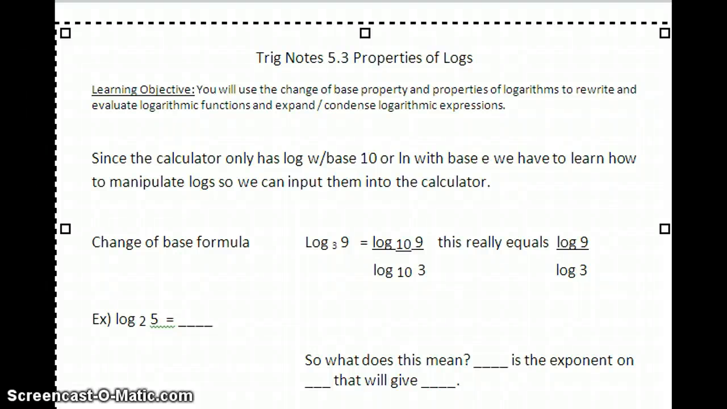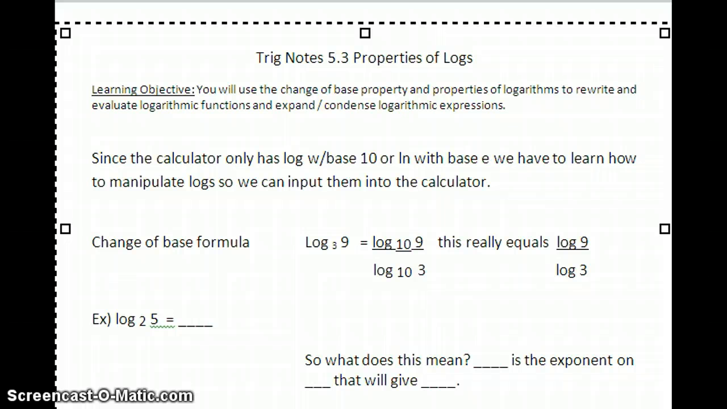This video is going to cover Trig Notes 5.3. We're going to talk about properties of logs. The main concept is understanding the properties that logs have so that we can learn to expand or condense these logs, which will be useful later on in the next section when we work at solving log equations.